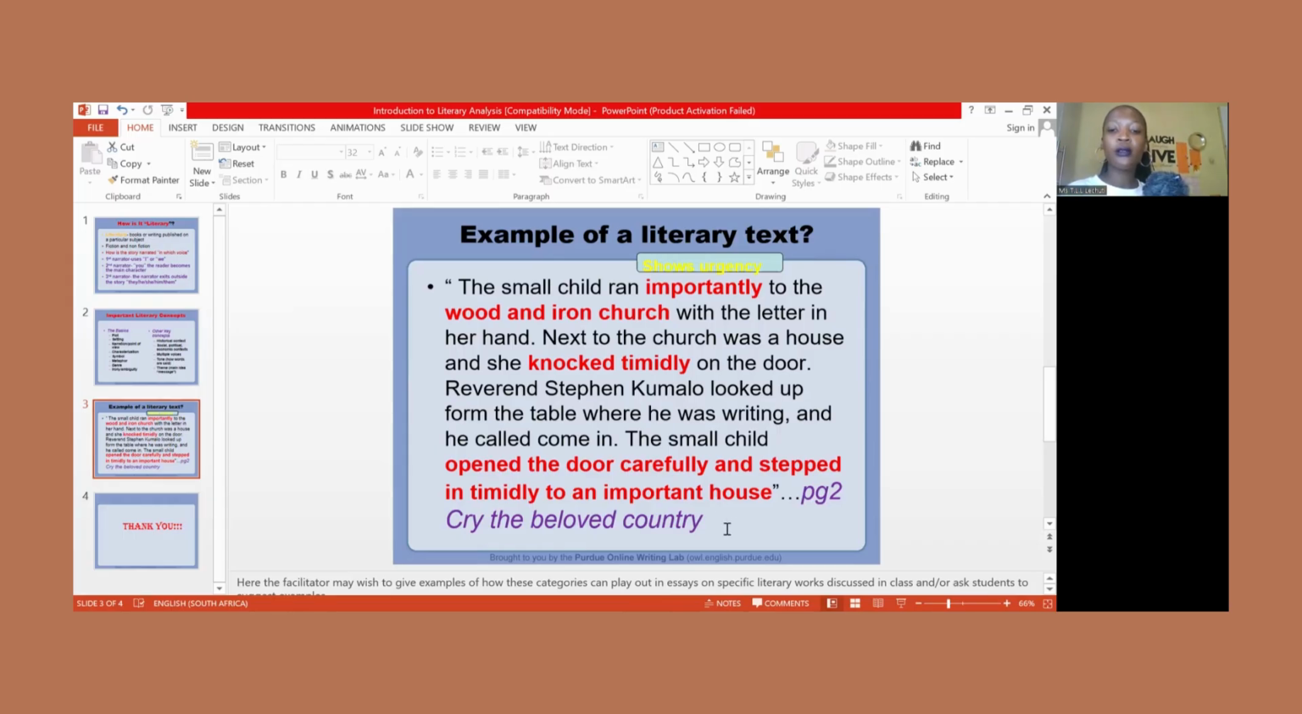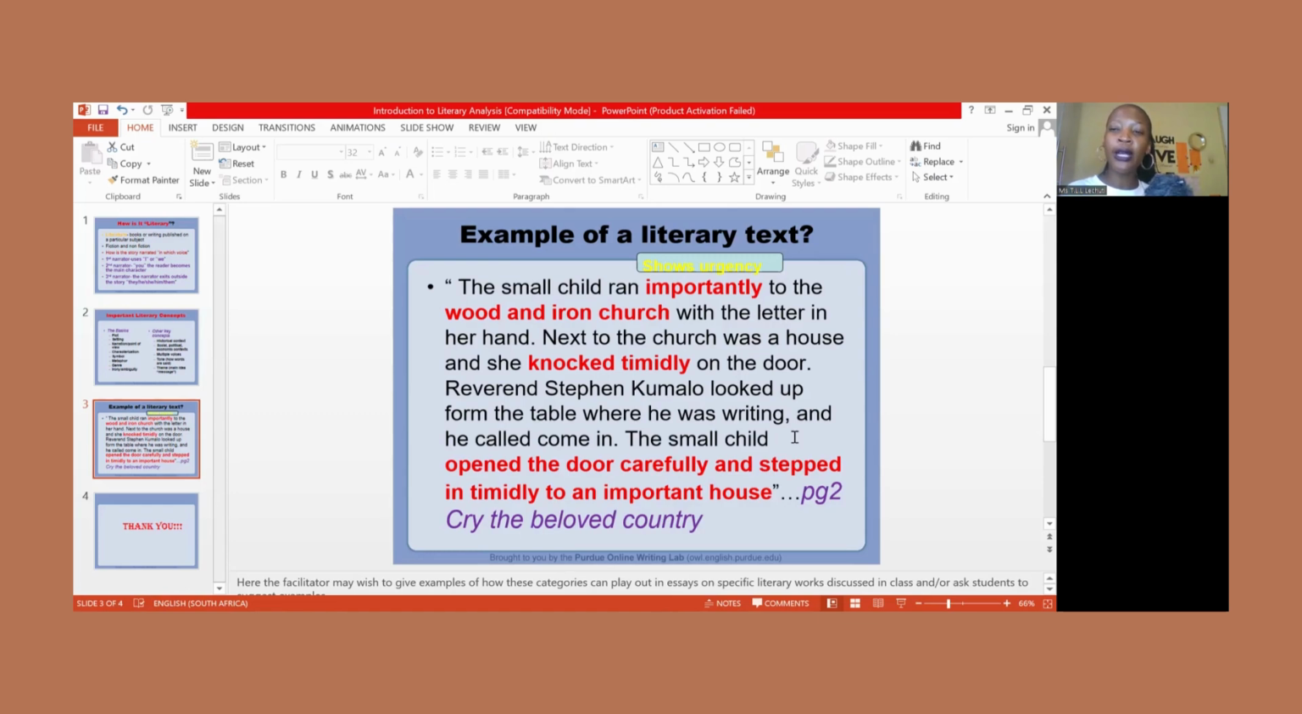Now, I've quoted, if not sampled, just a short literary text from the novel Cry, the Beloved Country, on page 2, and it reads as follows. The small child ran impetuously to the wood and iron church with a letter in her hand. Next to the church was a house, and she knocked timidly on the door. Reverend Stephen Kumalo looked up from the table where he was writing, and he called, "Come in," right? The child opened the door carefully and stepped in timidly to an important house, right?